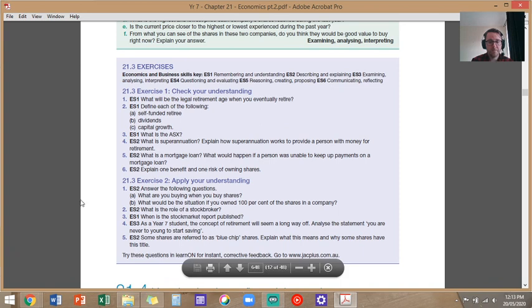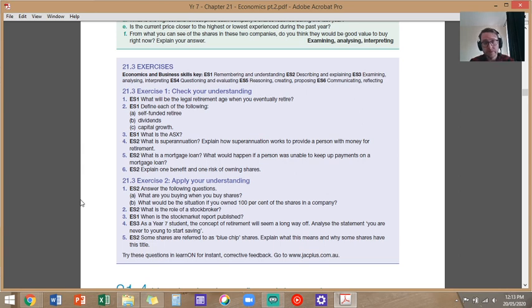So question 1, answer the following questions. What are you buying when you buy shares? So that's kind of asking for the definition of a share. What is a share? When I say I'm buying a share, what am I buying? Question 1B. What would be the situation if you owned 100% of these shares in a company? So think back to that example I mentioned with the house and the bricks. What would happen if I owned 100% of those bricks? What would happen if I owned all the shares of a business? What does that make me?